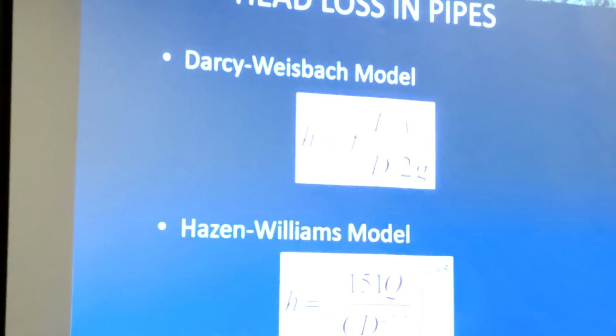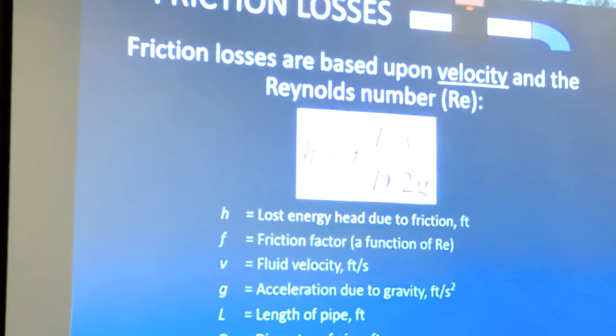So I focus on that Darcy-Weisbach model. We'll do a quick example and run this through to calculate the head loss in water flowing through pipe. So again, this is the energy loss due to friction in feet or inches or centimeters or meters of elevation height. Friction factor, which is a function of something called the Reynolds number. The velocity of the water in the pipe, acceleration due to gravity, g, length of pipe, diameter of pipe.